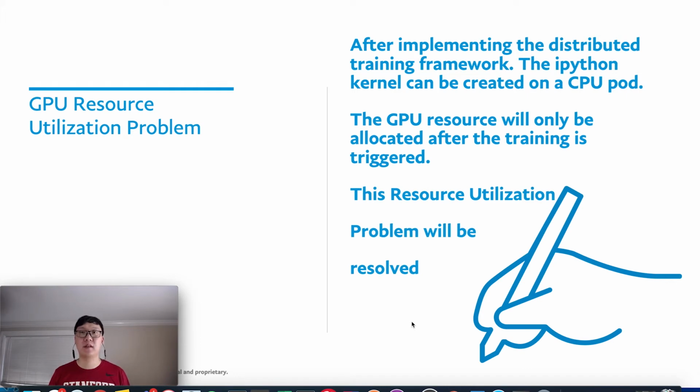Because of the nature of the distributed training framework, training tasks need to be run remotely from the Python kernel. We can just create the kernel in a CPU pod instead of a GPU pod, and the distributed training framework will allocate the GPU resource only after the actual training has started. This resource utilization problem will be resolved automatically.